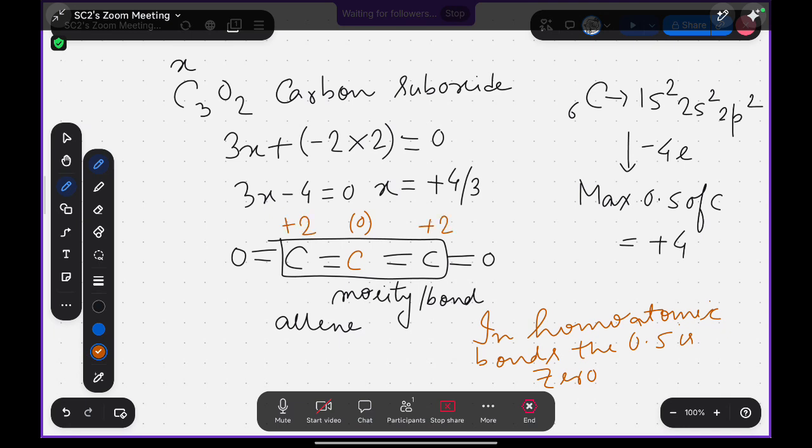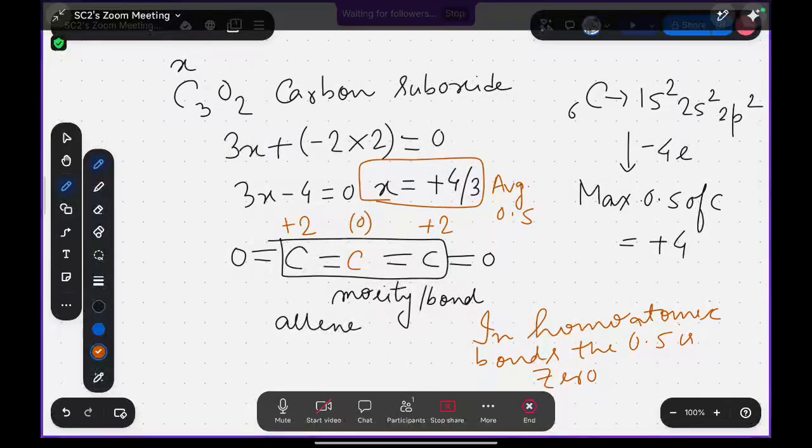Remember, there are 3 carbon atoms. X is the average oxidation state, because all the carbon atoms are not the same. One carbon atom is having a 0 oxidation state, whereas the other 2 carbon atoms are having +2 oxidation state. The black carbon atoms have a similar environment, both bonded to oxygen atoms. But the brown carbon atom in the center is surrounded by 2 other carbon atoms. It is bonded by homoatomic bond.